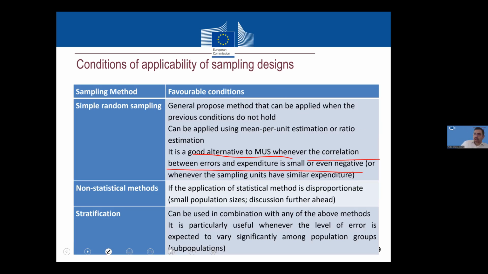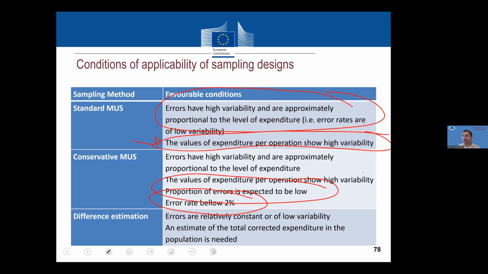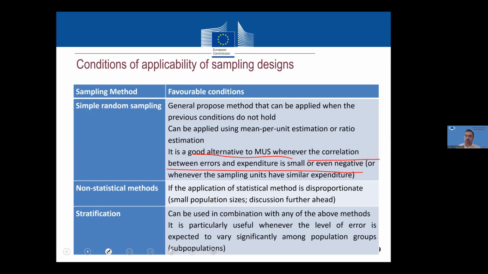But sometimes the correlation is very low, or even sometimes the association is negative. I mean, many of you may have seen in your professional life situations where the larger operations tend to show smaller amounts of errors, and smaller operations in terms of expenditure tend to show larger amounts of errors. This happens. It's probably not the most frequent pattern, but it happens. And when this happens, MUS is a very bad method. And in this case, simple random sampling is much more efficient, with the advantage that simple random sampling can be applied with two sub-options in terms of projection of errors, either mean per unit estimation or ratio estimation.